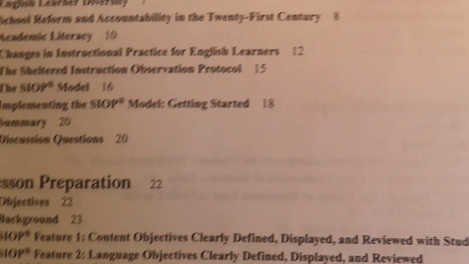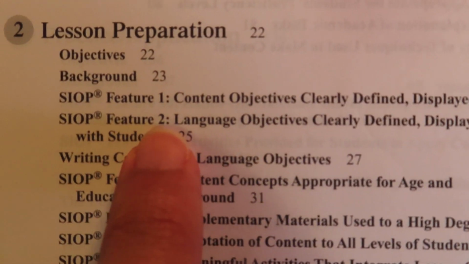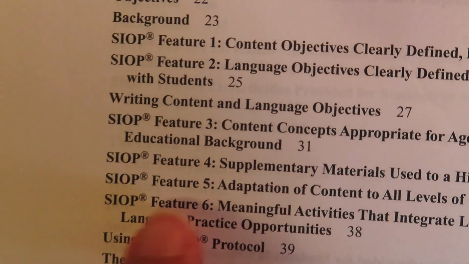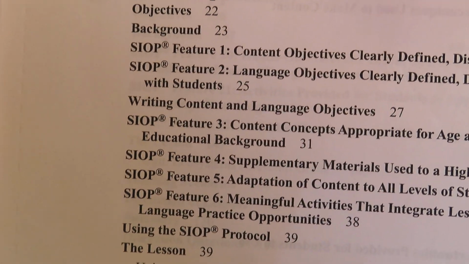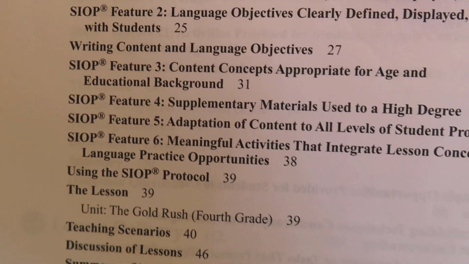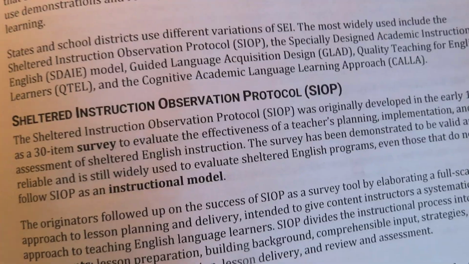And then within each of these, we see a number of different features, which are, I guess, the checklist that is used when evaluating these lessons. Feature 1, Feature 2, Feature 3, etc. But I'm getting ahead of myself, talking about my introduction to SIOP.